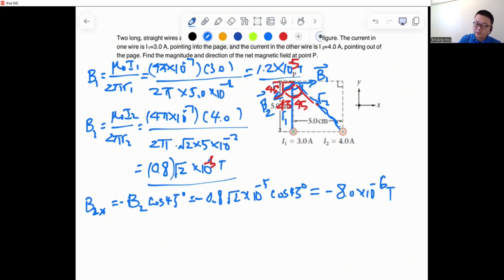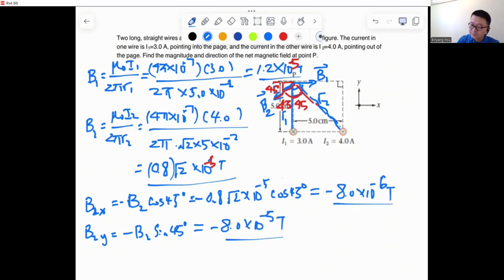In the y direction, B2 of y will be the same, just it's pointing downward. So that is minus B2 again. This time it will be sine of 45 degrees. We know sine and cosine of 45 are the same. So this will also be minus 8.0 times 10 to the minus 6 Tesla.